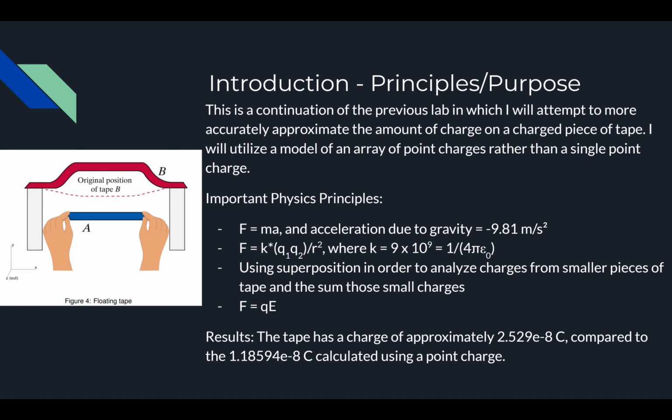But also we'll be using superposition in order to analyze charges in smaller segments, and then sum all of those charges, as you would in a Riemann sum. Sneak peek at the results. Tape has a charge of approximately 2.5 e to the negative 8 coulombs, which is much larger than last lab's 1.2 e to the negative 8 coulombs.